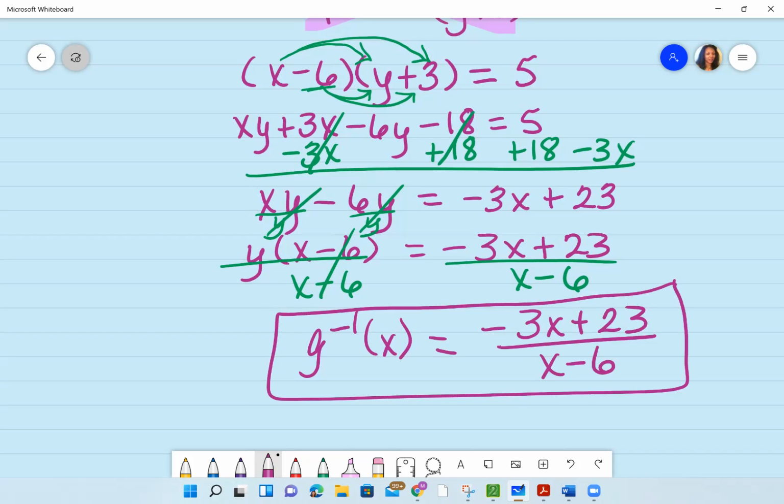So that should be enough to get you started. And again, like I said, I have another video that also talks about the inverses of exponents as well as logs. So if you need to look at that, feel free to search my channel, or I may just attach it here once I'm finished.